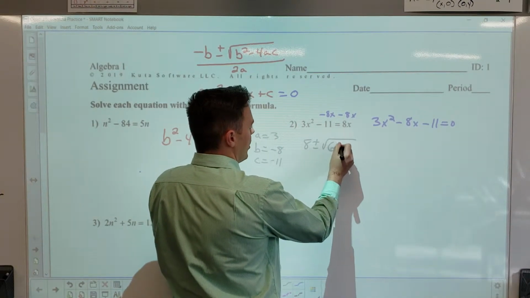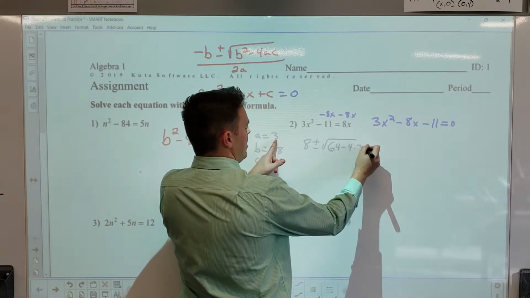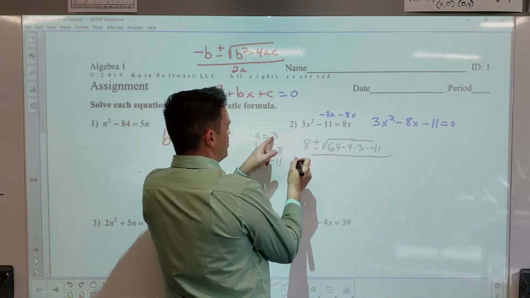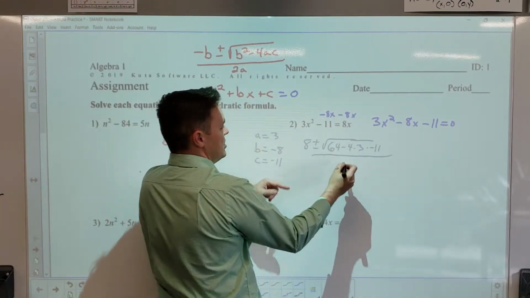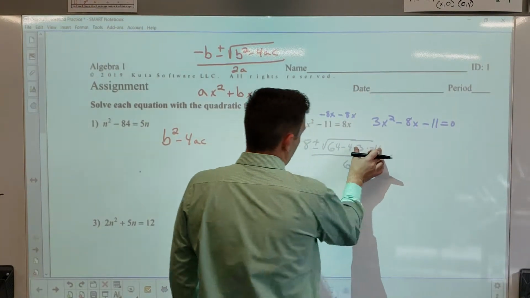If you do that, you'll know your answer is going to be 64, minus 4 times a, times negative 11, all over 2 times a, which in this case is 6. Let me grab a calculator because I forgot. As you go through these, know what your setup is. Now you're going to multiply all these together.